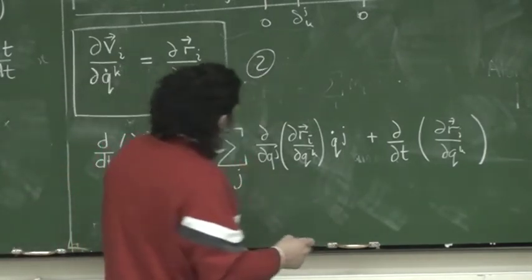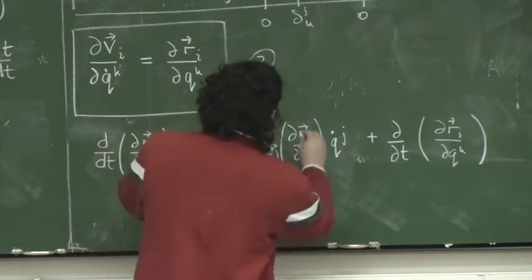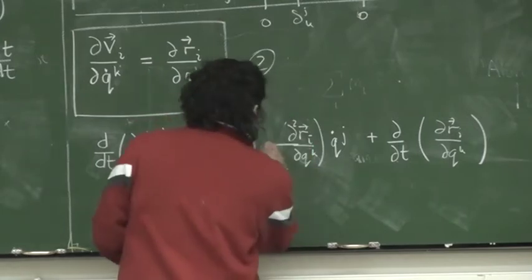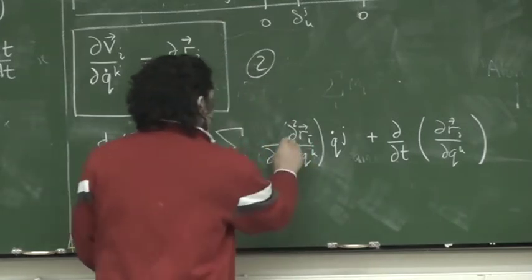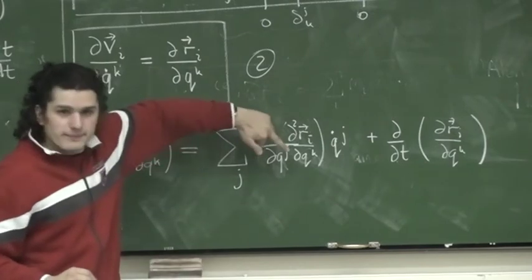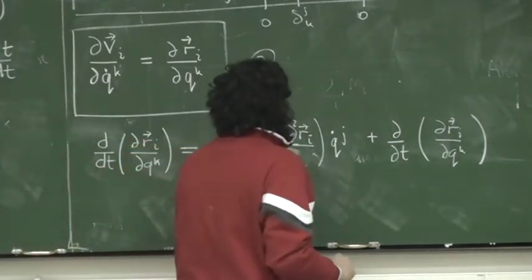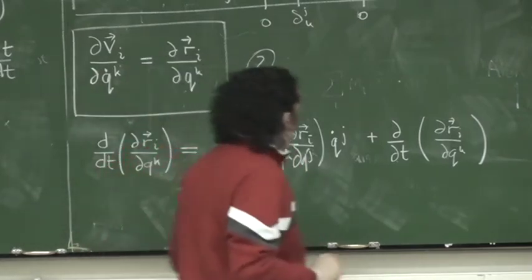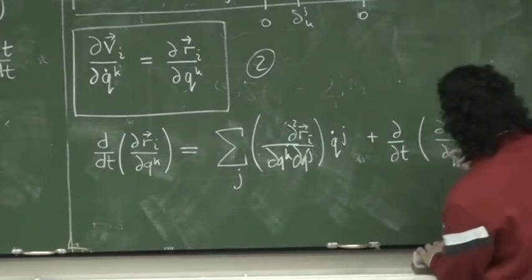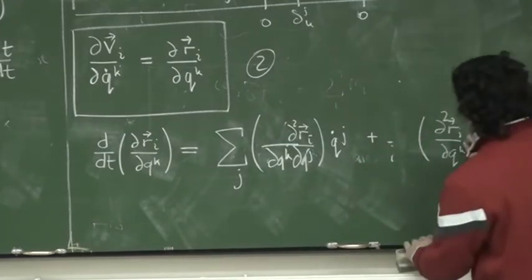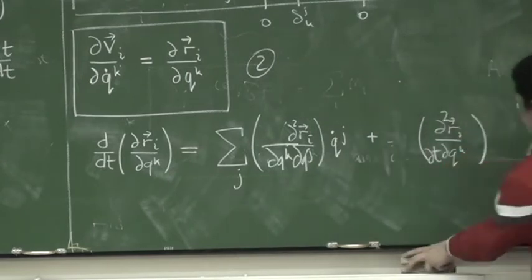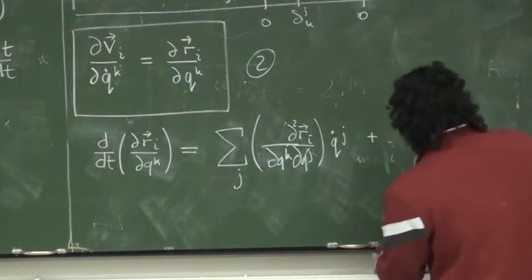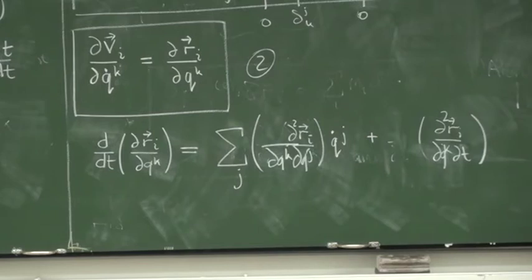So, just to be clear, this thing here can be written as del squared Ri by del Qj del Qk. And I can swap the order, del Qk del Qj. The same thing here. This one can be written as del squared Ri by del Qk del t, and I can swap the order: del qk del t. Why did I do that?